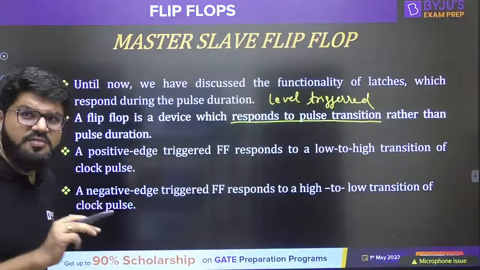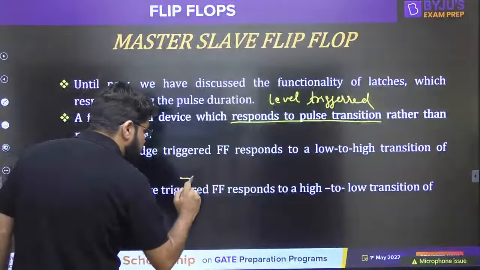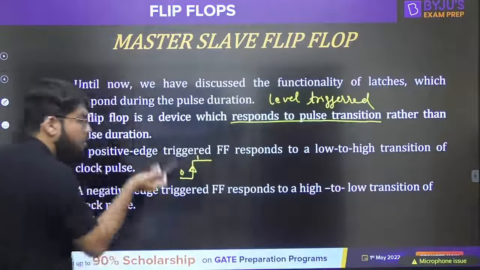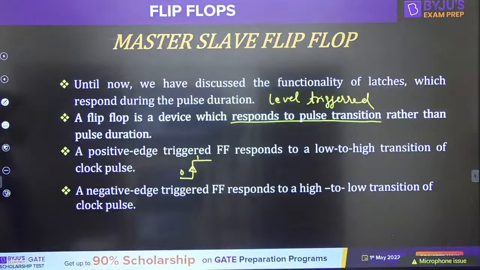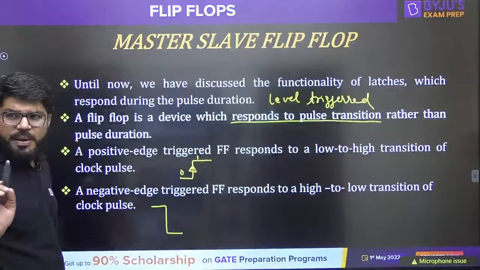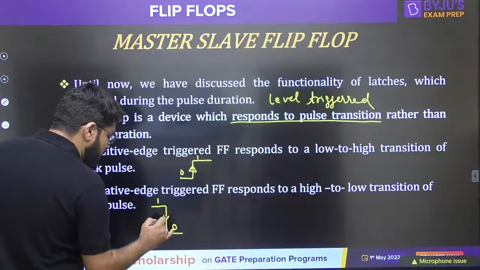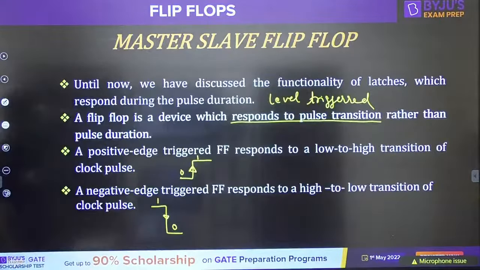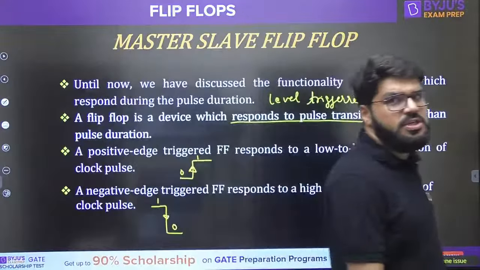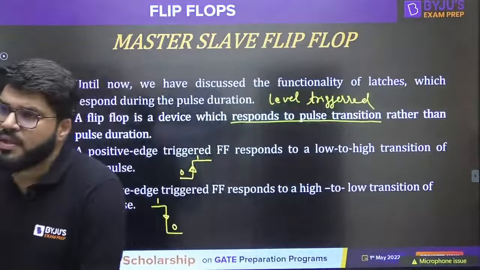What is a positive edge triggered flip-flop, sir? It will respond to the low to high transition, as I was telling you earlier also. Whenever the clock makes a transition from 0 to 1, low to high, then the circuit will respond. Or it may be a negative edge triggered flip-flop. You can design any one of them. Both are practically possible to be designed, right? Whenever the clock makes a transition from 1 to 0, from high to low, then the device responds.